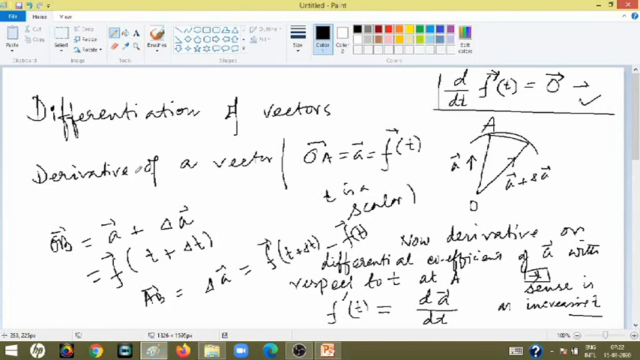Okay, so this is all about vectors, and there are a few more terms or topics we have to know for the optimization theory discussion. Those are differential operators, we will be discussing later on. Thank you.